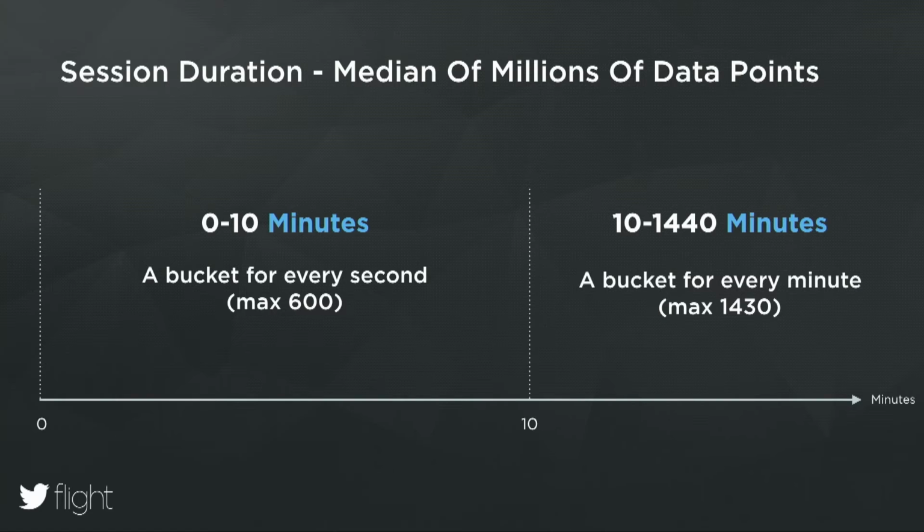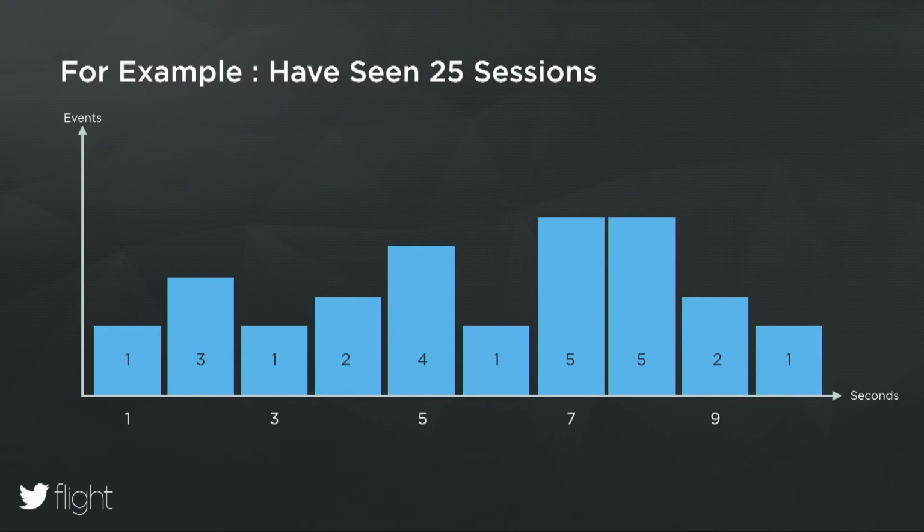So let's go into more detail about how this works. If you think about these counters, they kind of look like a histogram. Let's say you have an application that's seen 25 sessions today. This histogram tells us that we've seen one session that's been 1 second long, 3 sessions that were 2 seconds long, and so on.